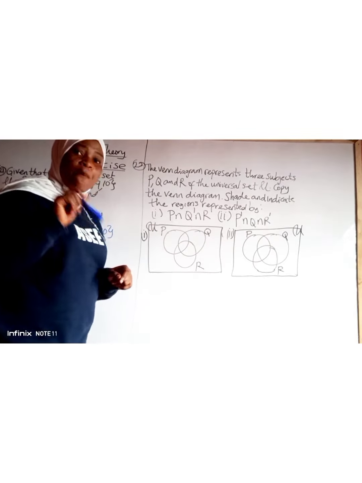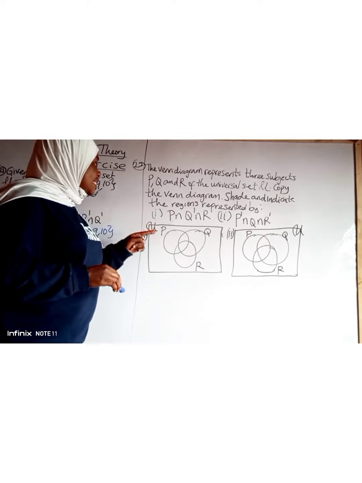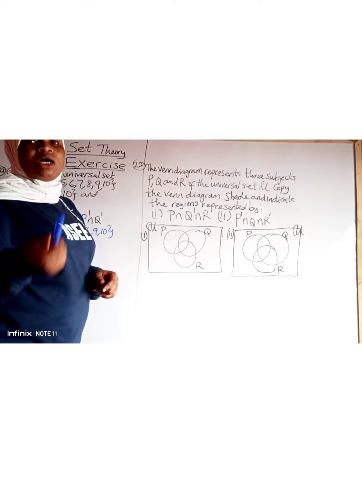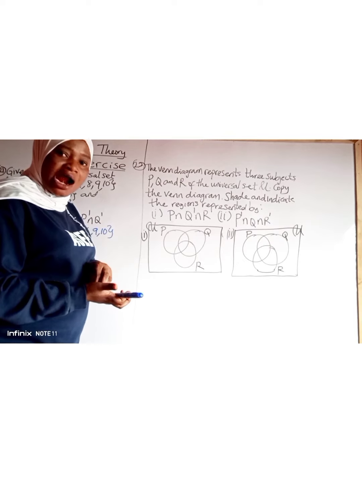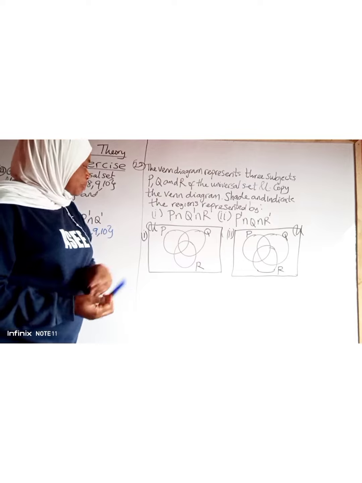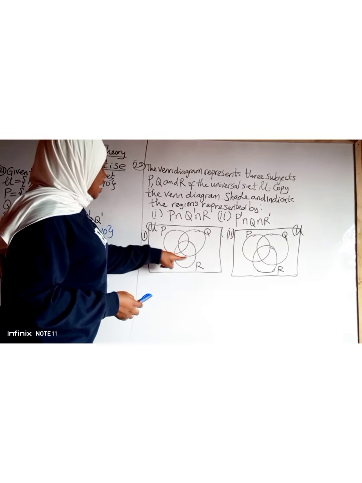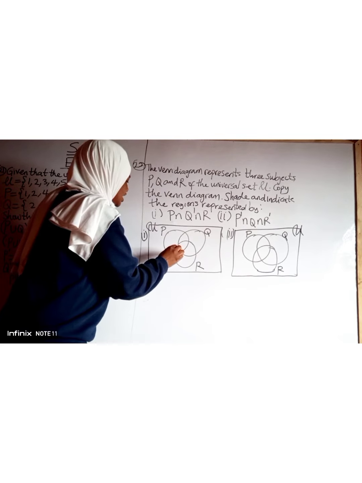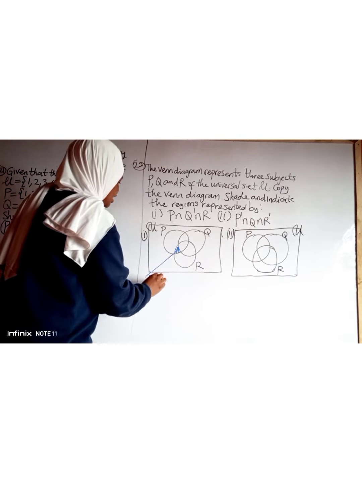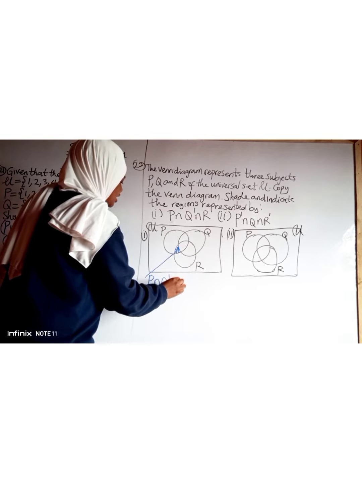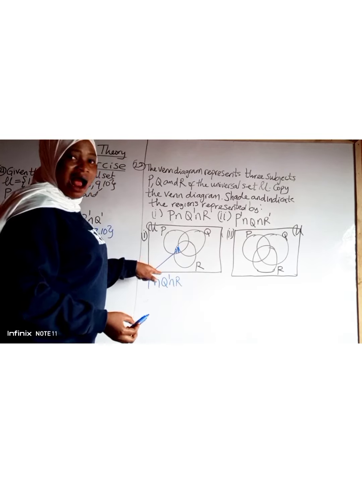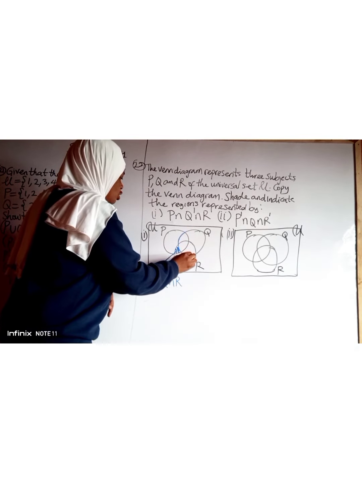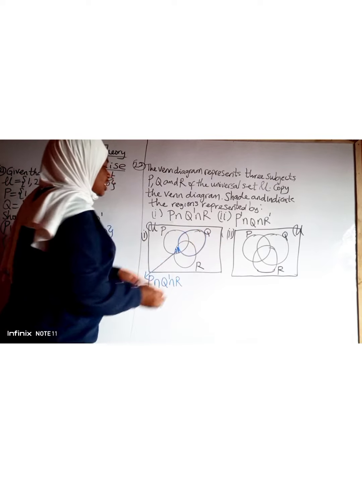P intersect Q prime intersect R means P and R only. The elements that P and R only have in common will be this place. This side is P intersect Q prime intersect R, where P and R are together. That doesn't have anything to do with Q. You can see that it doesn't have anything to do with Q.